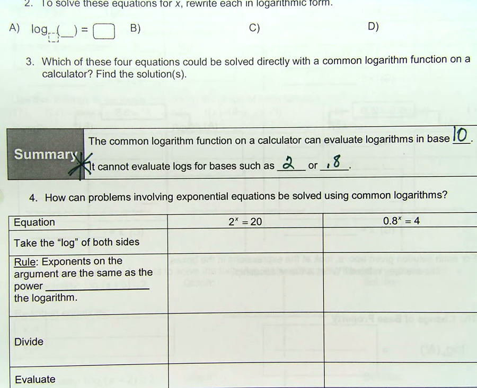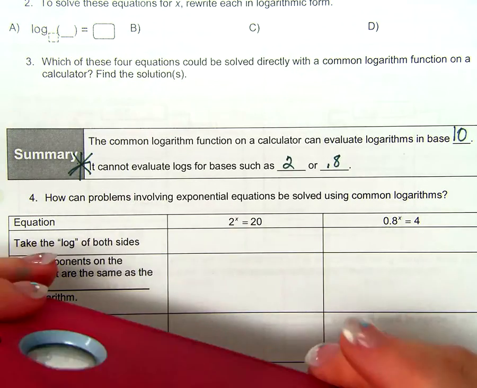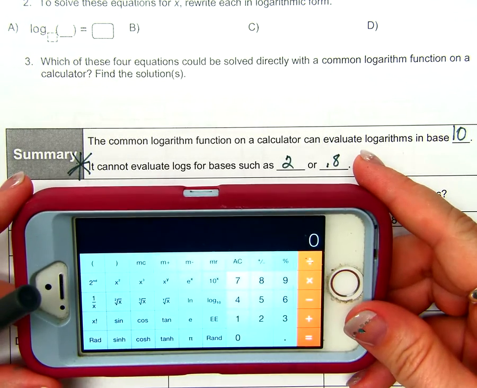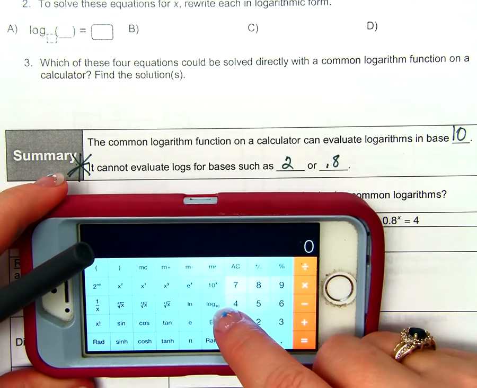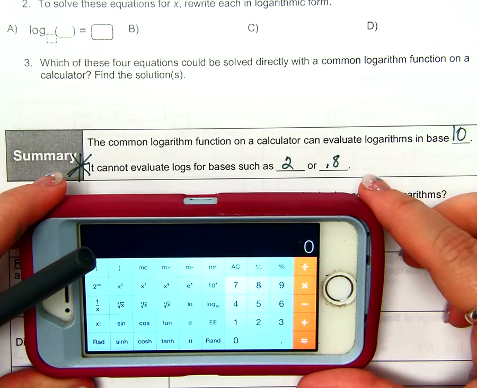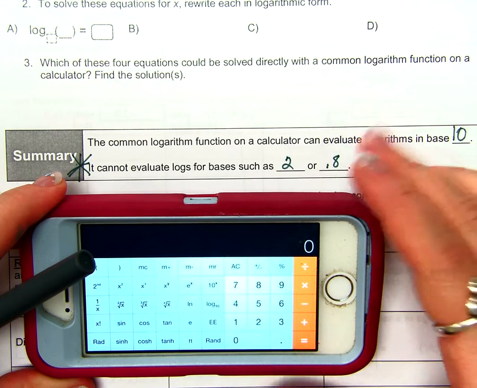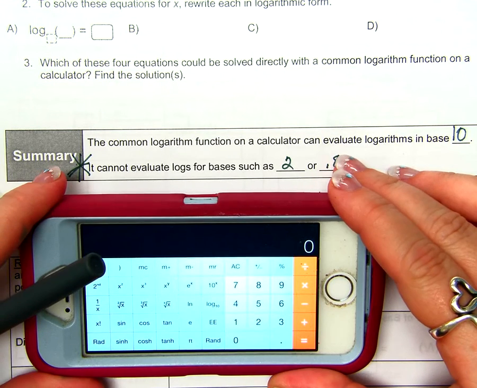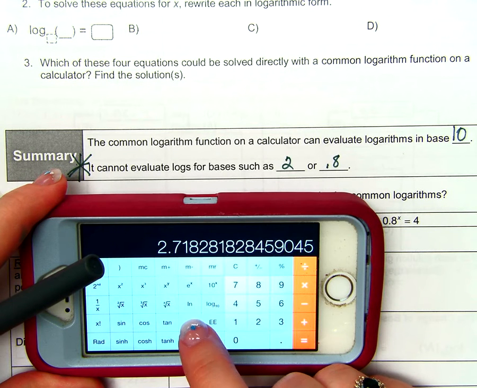You have that calculator that goes this way, and then if you flip it, you have the calculator that goes this way. You all knew it would do that, right? But even on your calculator, look what it will do. Log base 10. And that right there, ln, that's log base e. Now it doesn't say log base e, but it says ln.